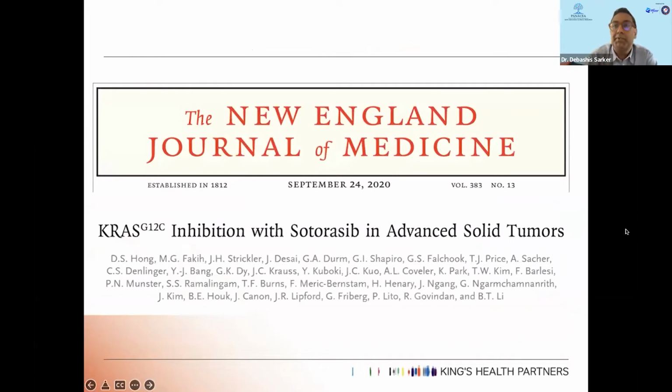The example that I'm going to give is this publication from the New England Journal 2 years ago, which was the phase 1 publication of this KRAS G12C inhibitor called Sotorasib. And this is a phase 1 trial done in advanced solid tumors.